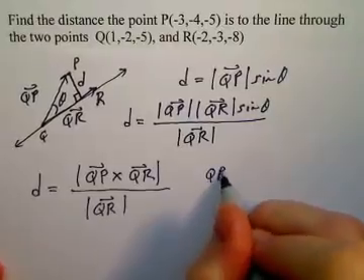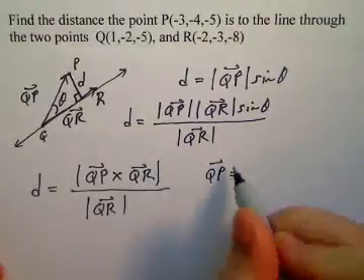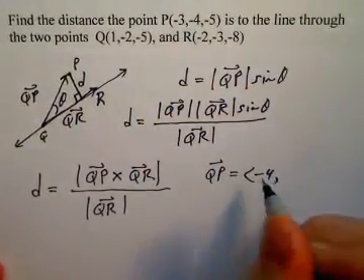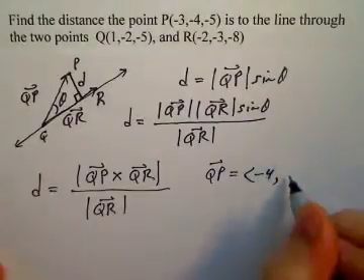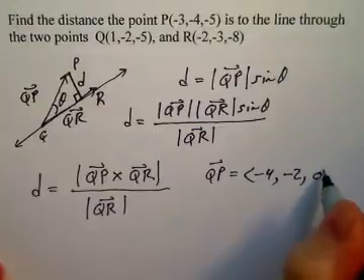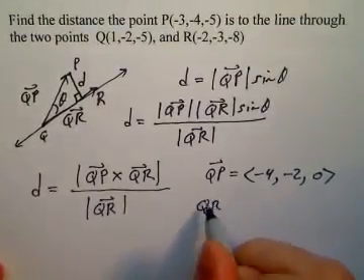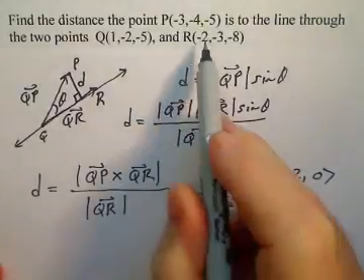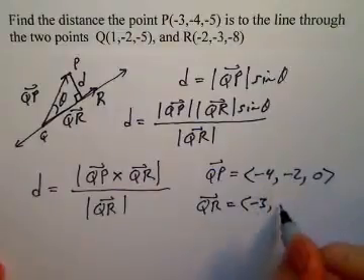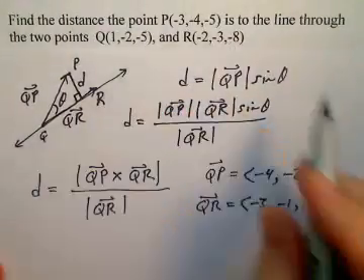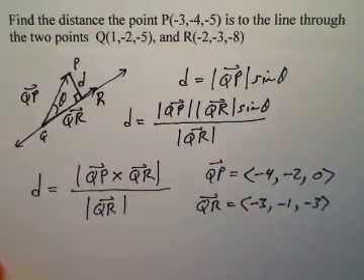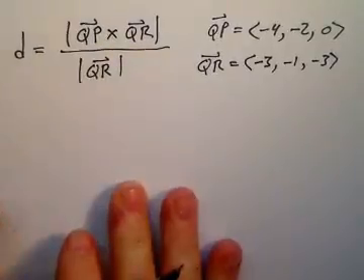So my QP here, I'm going to have negative 3 minus 1, negative 4. I have negative 4 minus 2 is negative 2. Negative 5 minus negative 5 is 0. And my QR here, I'm going to have negative 2 minus 1 is negative 3. Negative 3 minus 2 is negative 1. Negative 8 minus 5 is negative 3.